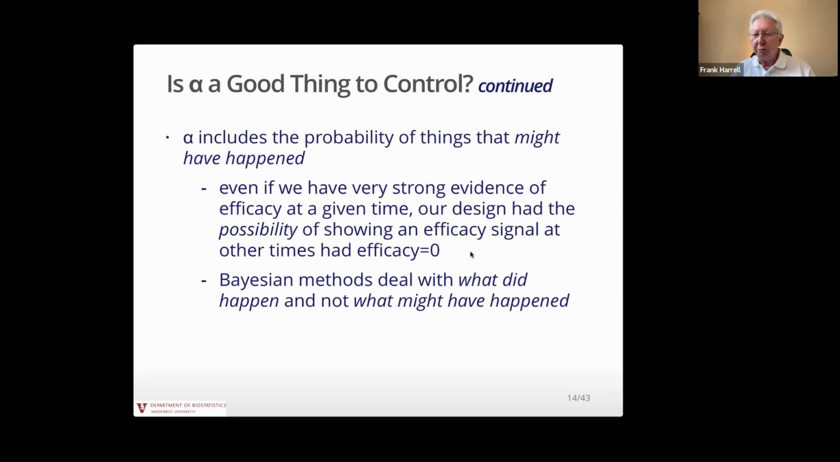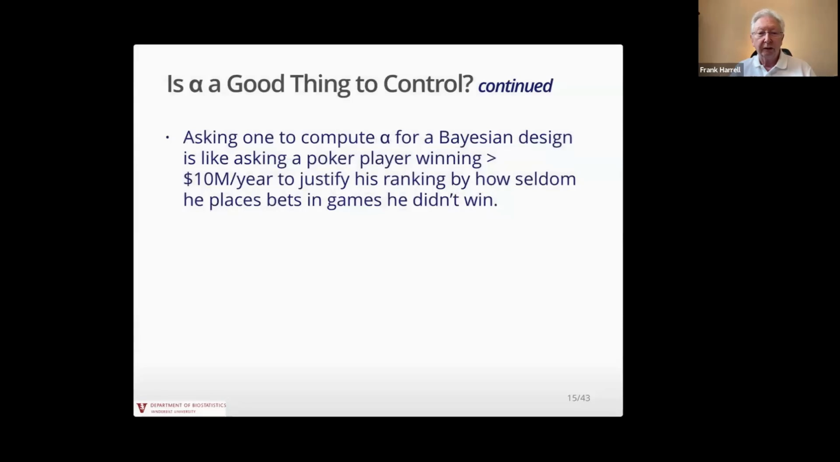And I think it's only in medicine that people tend to really, really embrace this. So Bayesian methods deal with what did happen and not with what might have happened. And that is a game changer. So asking one to compute alpha for a Bayesian design is like asking a poker player who wins more than $10 million a year to justify his ranking by how seldom he places bets in games he didn't win.